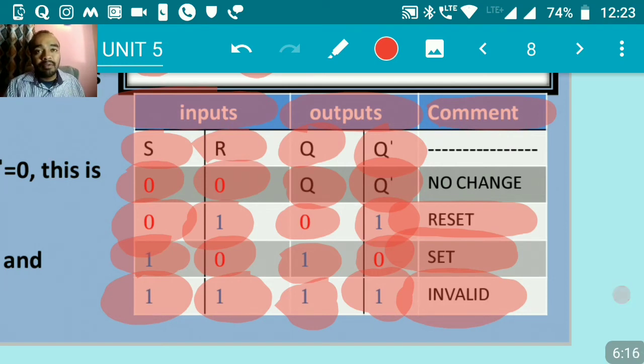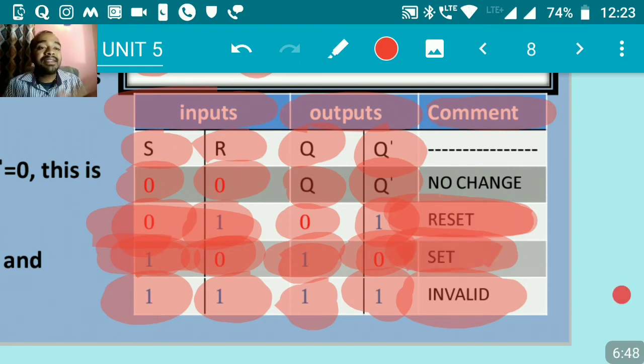I repeat, when you have 0 0 as the input, output will be Q bar, and that state of the flip-flop is called no change. When you have 0 1 as the input, the output of the flip-flop Q is equal to 0, Q bar is equal to 1, and this state of the flip-flop is called the reset state. When you have S equal to 1 and R equal to 0, that is 1 0, the output Q is equal to 1 and Q bar is equal to 0, and this state of the flip-flop is called the set state.